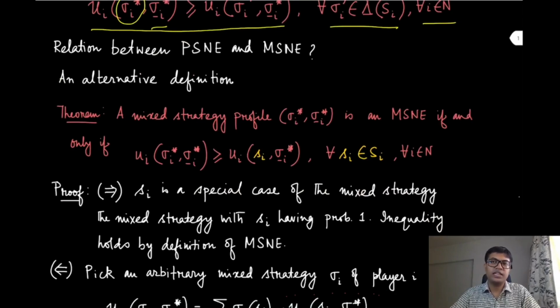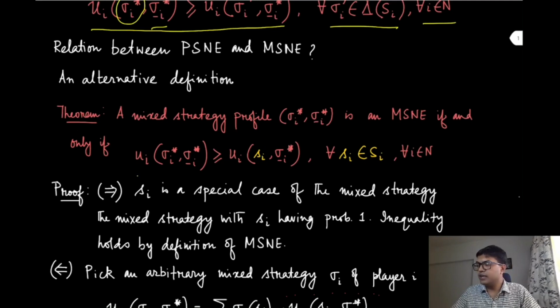Alright, so the next result that we are going to give is essentially establishing an alternative definition for mixed strategy Nash equilibrium. Oftentimes we'll see that this definition of mixed strategy Nash equilibrium is more appropriate and easier to use for certain proofs of a theorem. So let us first state that result formally. A mixed strategy profile, sigma i star, sigma minus i star, is a mixed strategy Nash equilibrium if and only if, so this is a necessary and sufficient condition.